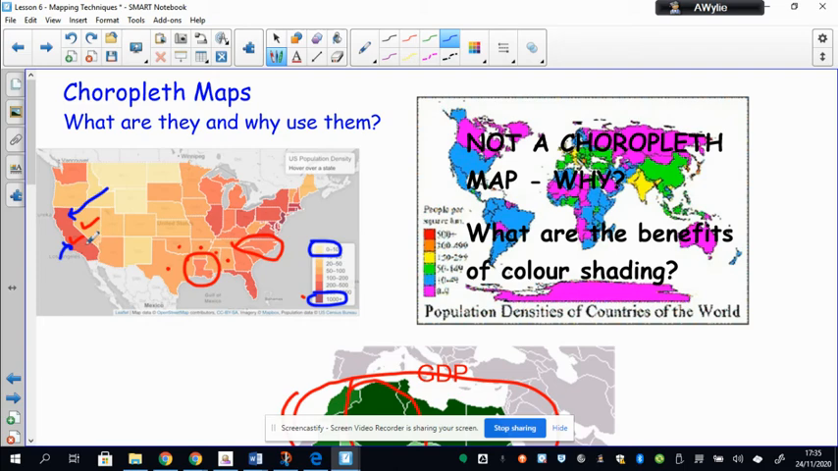Another weakness is that we have these sharp cutoff lines between states. So we just assume that we've gone straight from an area of between 500 and 1,000, right down to an area between 50 and 100. So if I was driving over the border, I would suddenly see a lot less people. Whereas in reality, that's not what's happening.